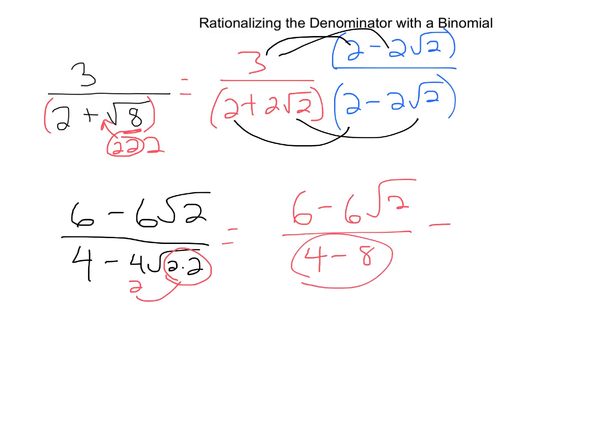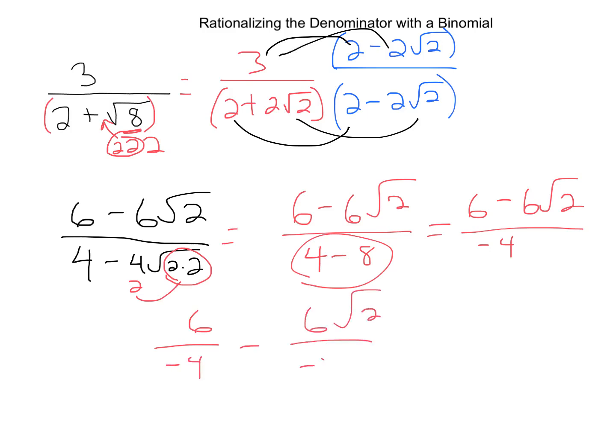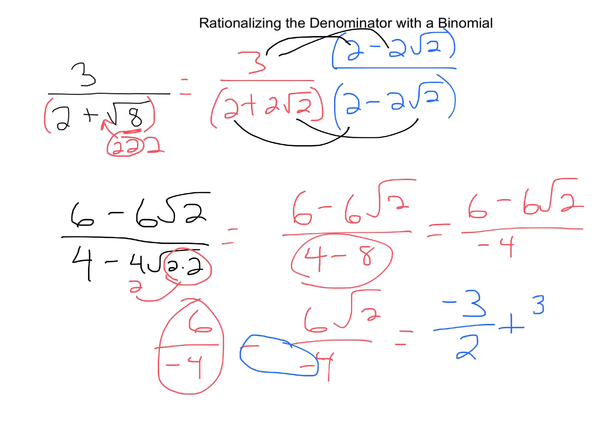I'm going to combine these. Minus 6 radical 2 all over negative 4. And now let's try to reduce. Minus 6 rad 2 over negative 4. Alright, now notice I can reduce this. So I can reduce it by 2, so negative 3 halves. Double negative here turns out to plus. So we have 3 radical 2 over 2.